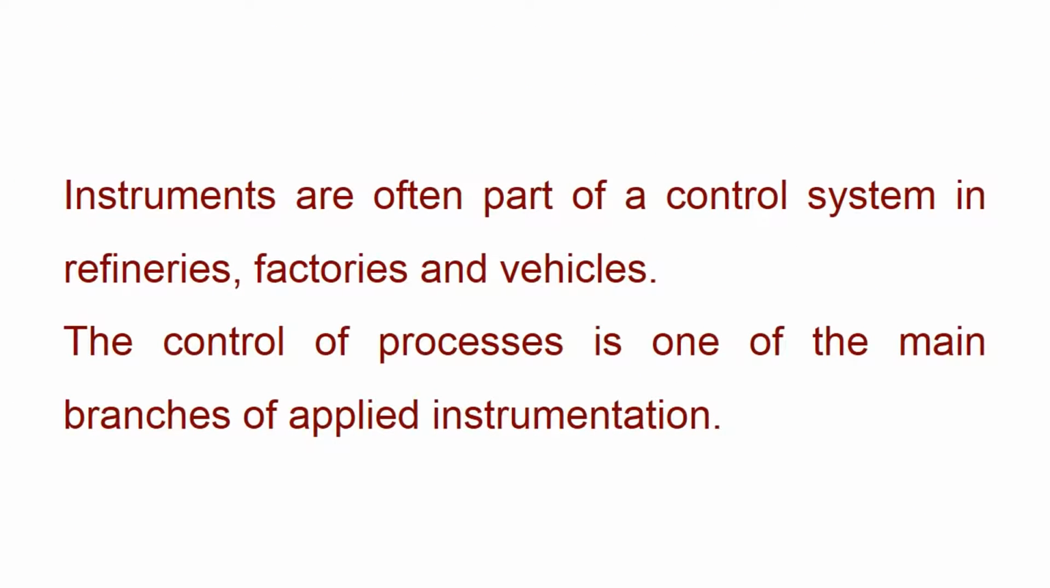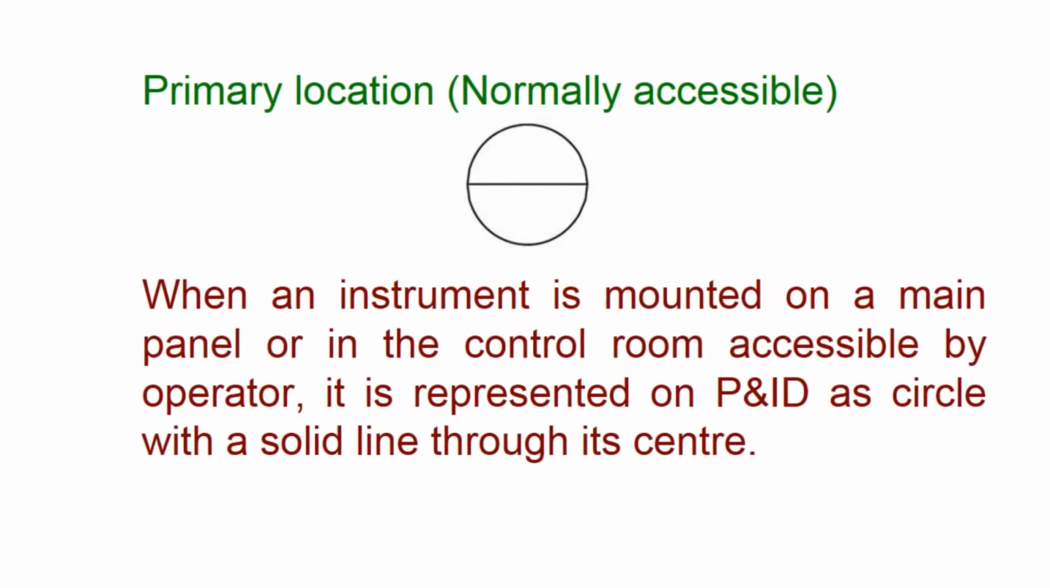Instruments are often part of a control system in refineries, factories, and vehicles. The control of processes is one of the main branches of applied instrumentation. When an instrument is mounted on a main panel, or in the control room accessible by operator, it is represented on P and ID as a circle with a solid line through its center.